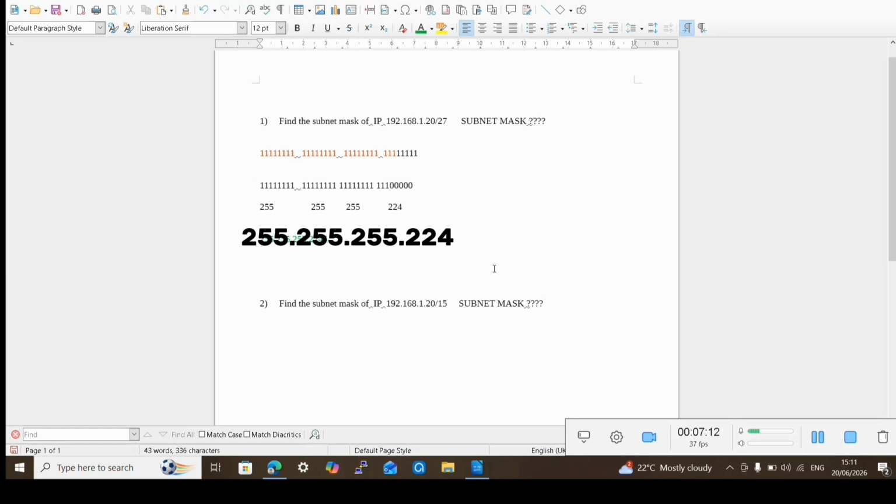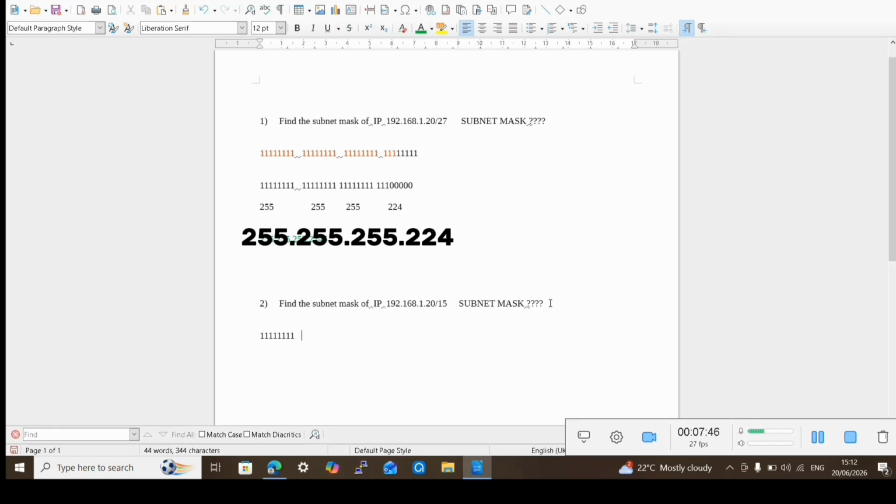Let me give you another example using the same IP address. This IP address here is the one I placed here, but the difference is this one is /15. Remember, this is /27 and this one is /15. Now let's work on this /15 to know what our subnet mask is going to be. The same thing we need to do. Let's write all the 32 bits also.